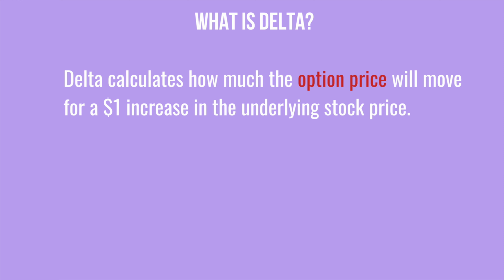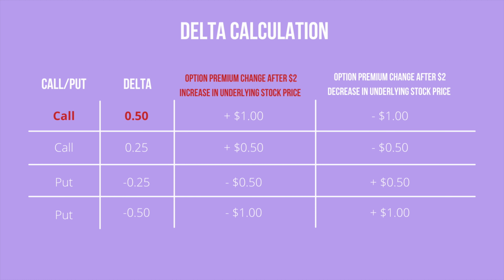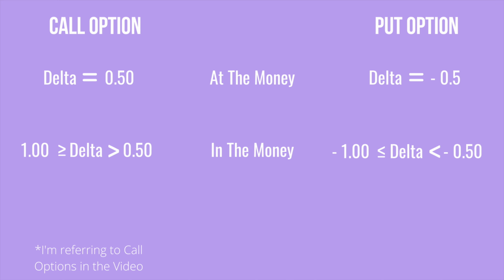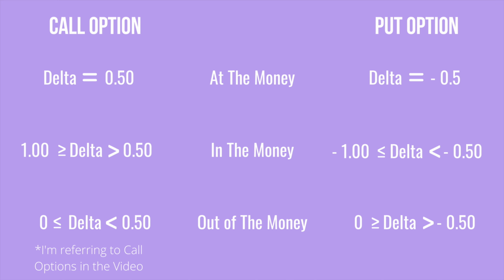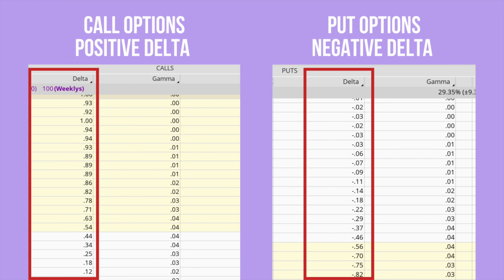Delta is how much the option price will change with a $1 increase in the stock price. So if delta is 0.5 and the stock changes from $100 to $102, then the option price will increase by $1. At the money option deltas will be 0.5. In the money option deltas will be more than 0.5. Out of the money option deltas will be less than 0.5. You can also see that call options have a positive delta and put options have a negative delta.